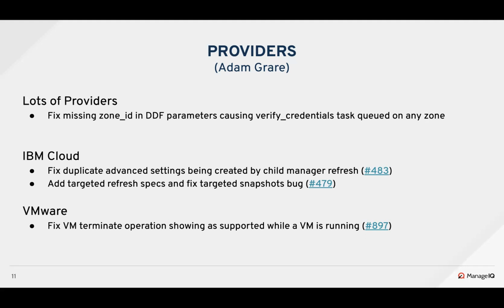For IBM Cloud, we fixed a bug with duplicate advanced settings caused by targeting the child manager and the association looking like it was empty. Jay also added some targeted refresh specs with the helper method to do a diff for the database before and after, and found a snapshots bug coming out of that, which was nice.